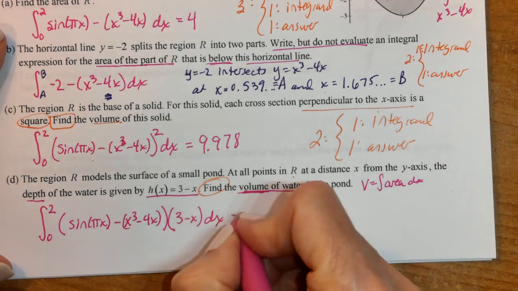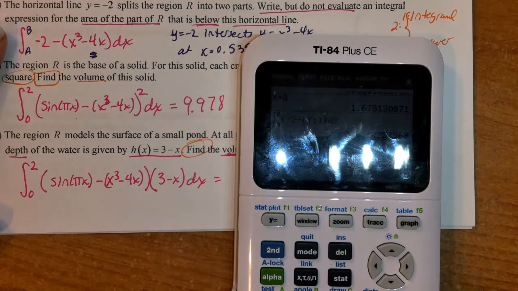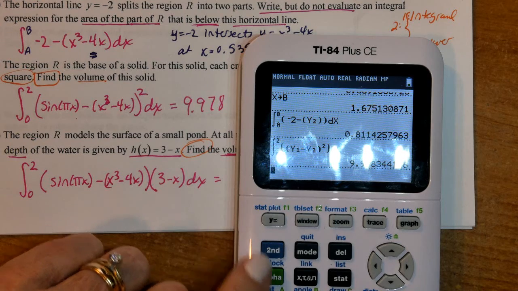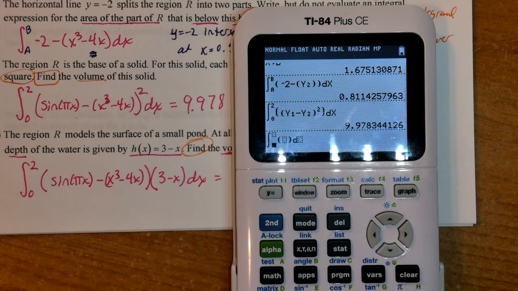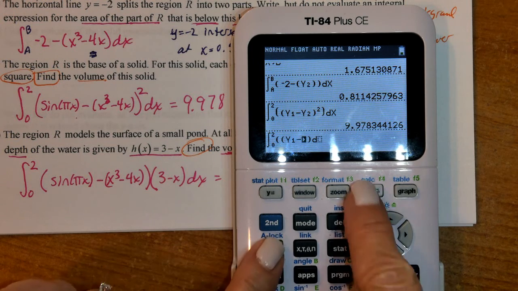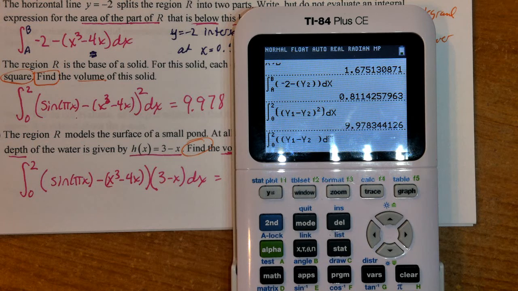So we're actually going to put this into our calculator. Math 9, 0 to 2. Okay, top curve minus the bottom curve times 3 minus x dx.